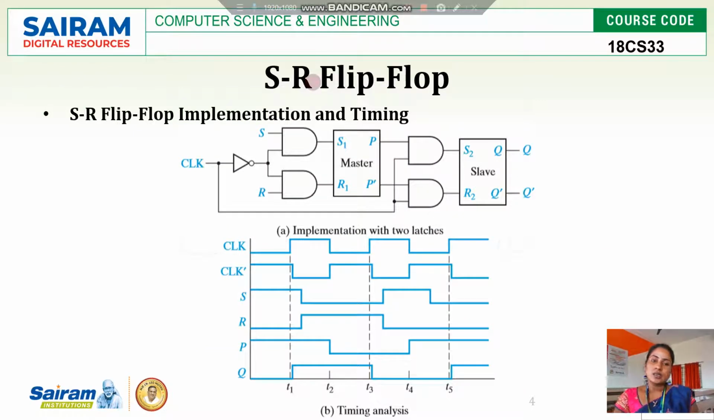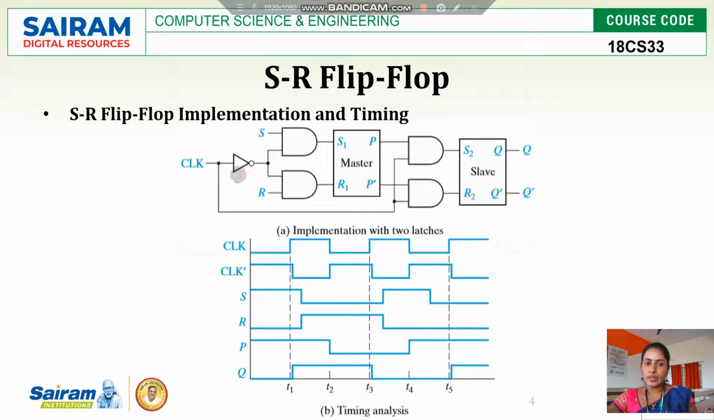Then now we are going to see the master-slave SR flip-flop implementation. See, if you are using one SR latch, it will work either at the positive edge or negative edge of the clock pulse. So to make it work at both, we are connecting two SR latches and giving clock pulses. So it becomes an SR flip-flop. One is called master, another one is called slave.